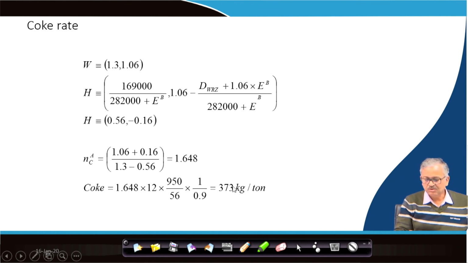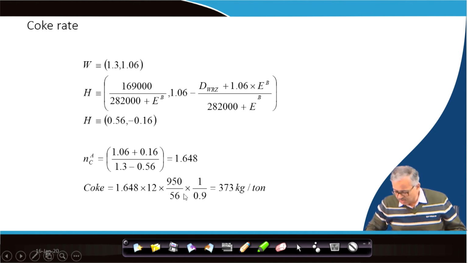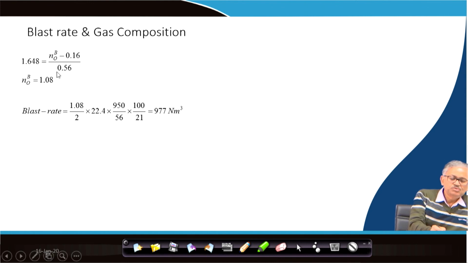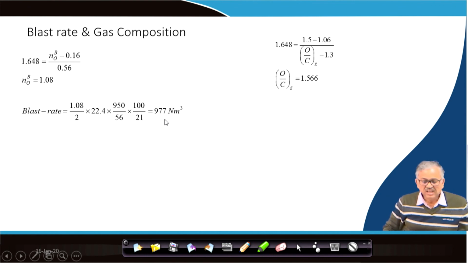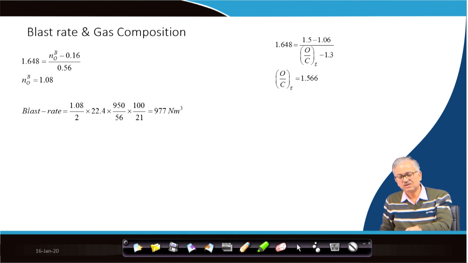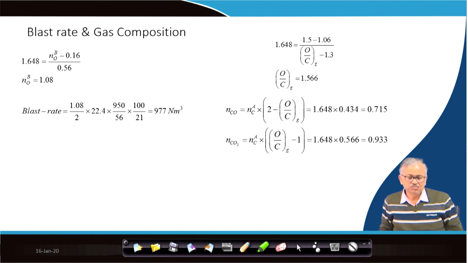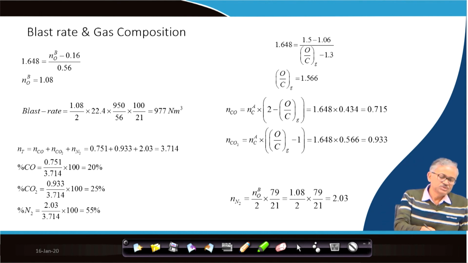So the slope is constant, that is the slope 1.648. From there you can calculate the coke rate, that is kg atom of carbon per kg atom of iron produced. Just convert it to kg of carbon per ton of iron, and then you can get the coke rate. Then you can get the blast rate also. NOB you can calculate, slope you know, so from NOB you can calculate the blast rate in normal meter cube. And O by C you can also calculate, because you know the slope. Then you calculate the number of moles of CO, CO2 and nitrogen, and then simply you get the gas composition.